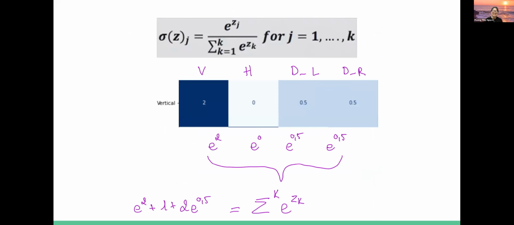Next slide, please. For the formula, this is the softmax function. We use this to turn real values into probabilities. In the numerator, you have the exponential of each value we have here. For vertical, you have exponential of 2, horizontal exponential of 0, and that goes on. If you sum all of these values up, you will have the denominator of the softmax function.